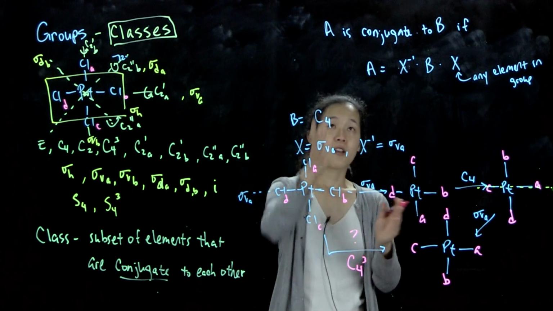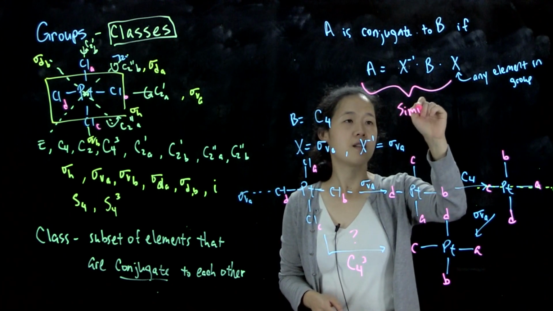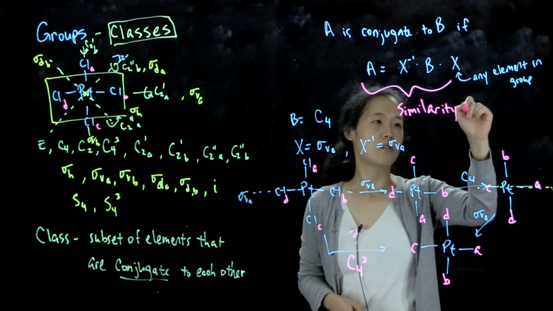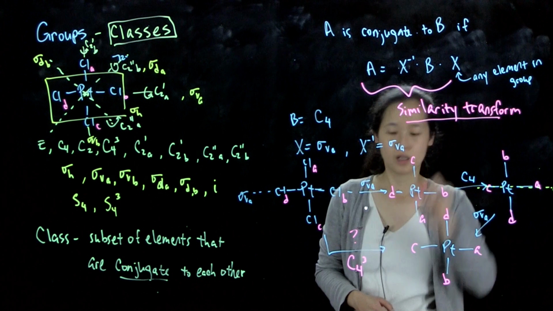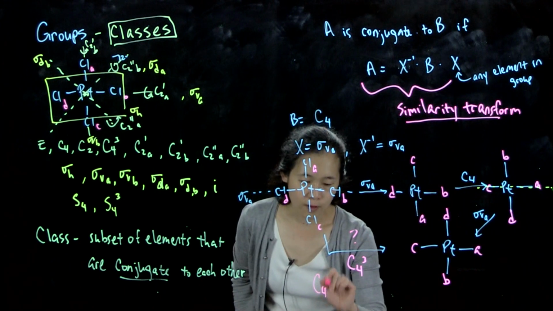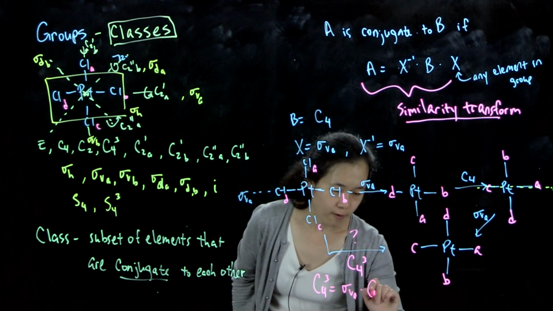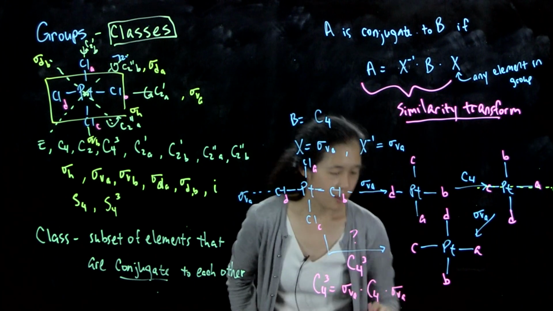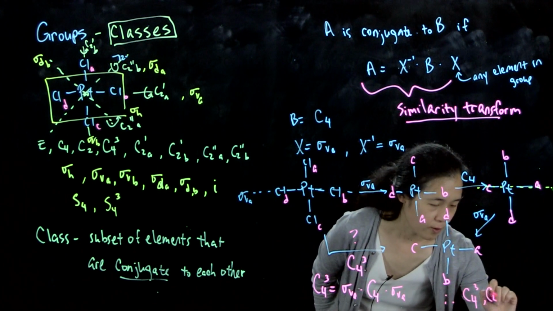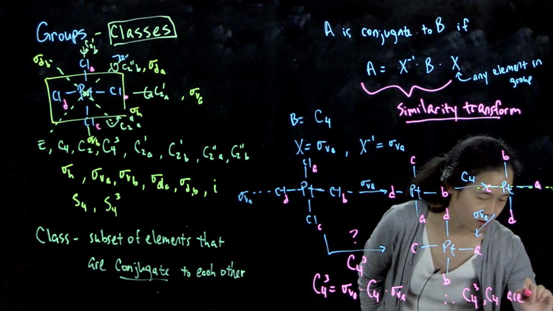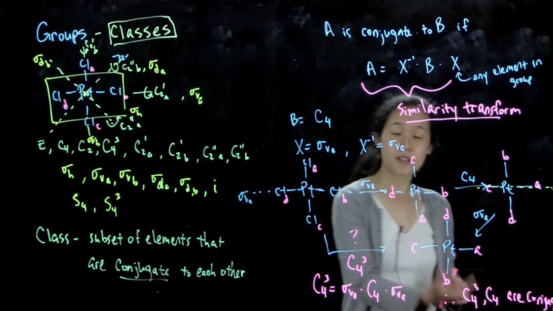So this is called the similarity transform. So what this means is that C4-3 equals sigma VA C4 sigma VA. So therefore, C4-3 and C4 are conjugate, and they are in the same class.